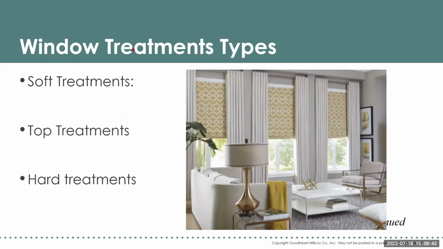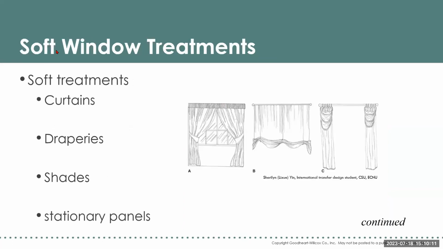Now, the types of treatments that we're going to talk about come in three categories. Kind of reminds me of flooring, right? We have soft treatments, top treatments, and hard treatments. Okay, so these are the types of treatments that we deal with. And so here is a great example of soft treatments, these soft shades, these nice curtain panels right here. Now let's go right into soft window treatments. Now, soft treatments are the following: curtains, drapery, shades, and stationary panels.